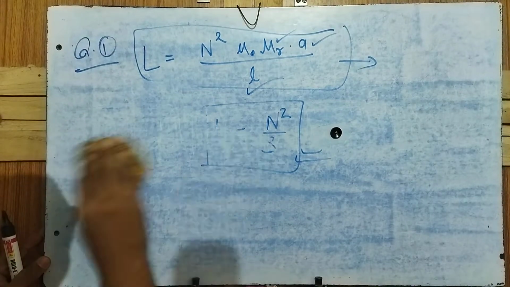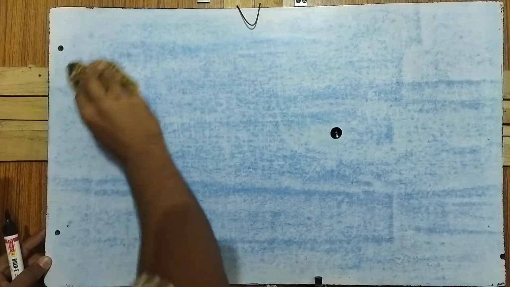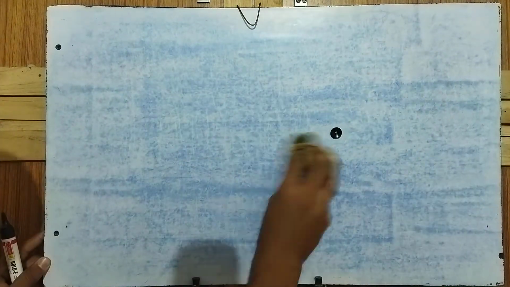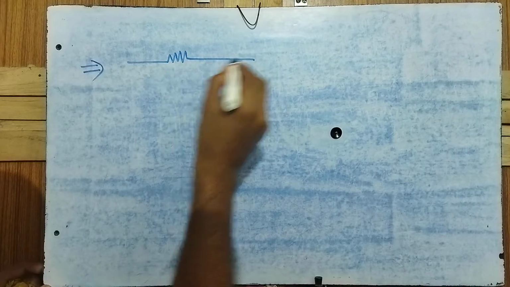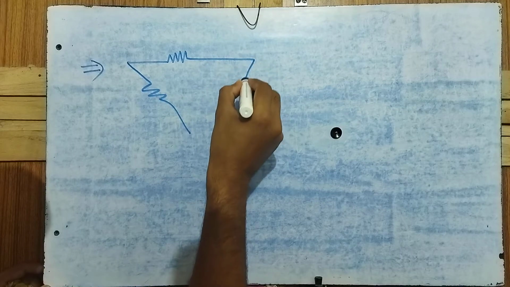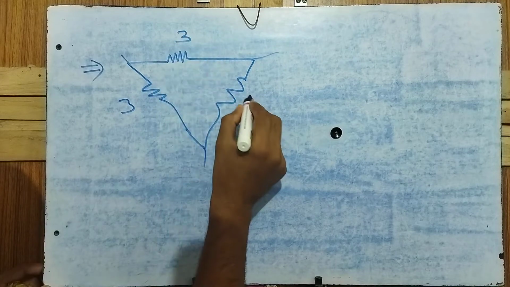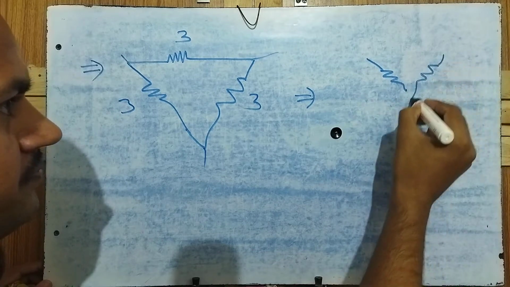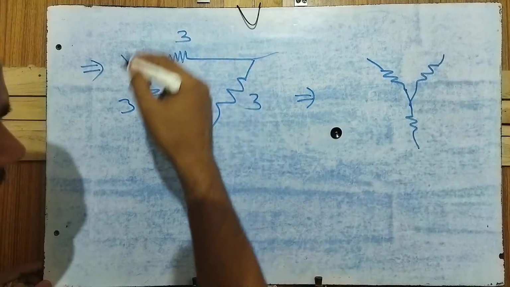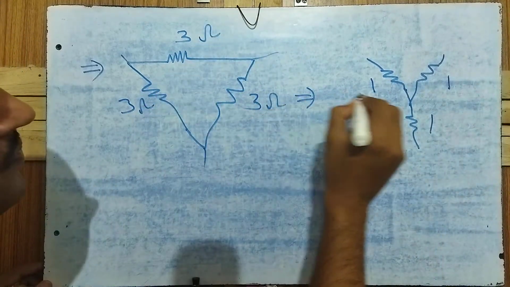Second question: if we have a star connection and we want to convert it into delta, and the values of the components are the same. For example, if the delta is 3, 3, 3, what will be the value of the star connection? That will be one third of these, meaning 1, 1, 1 ohm, right?